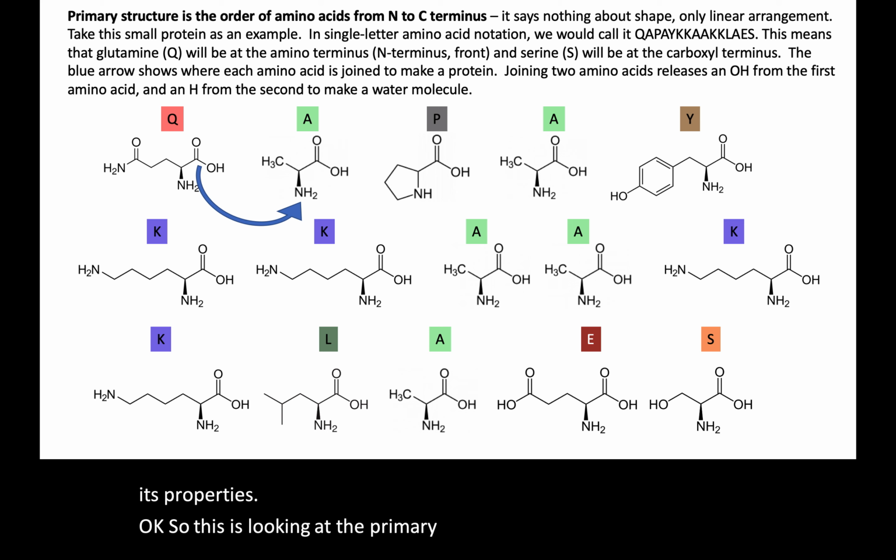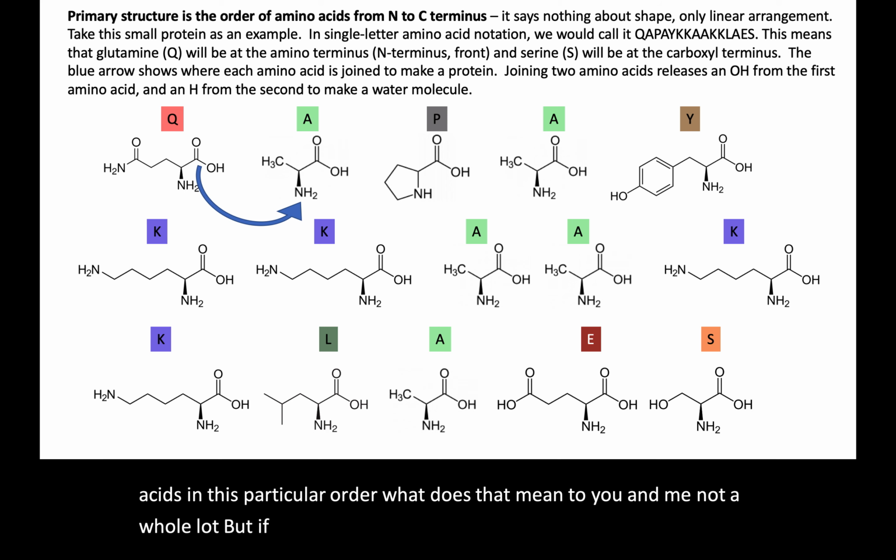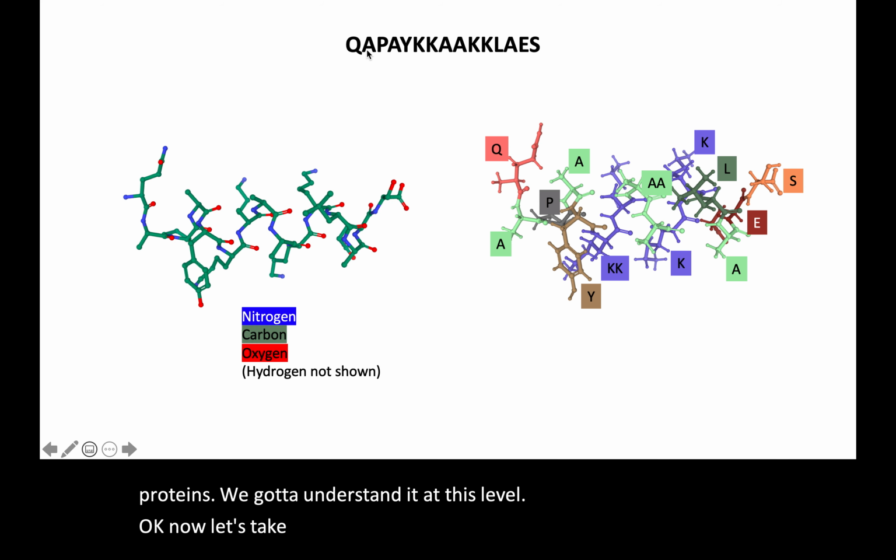Okay, so this is looking at the primary structure. It's these particular amino acids in this particular order. What does that mean to you and me? Not a whole lot, but if we're building proteins, if we're working with proteins, we got to understand it at this level.